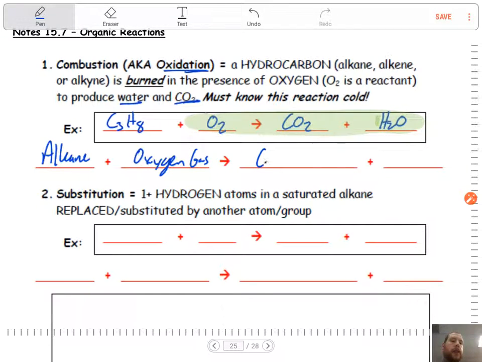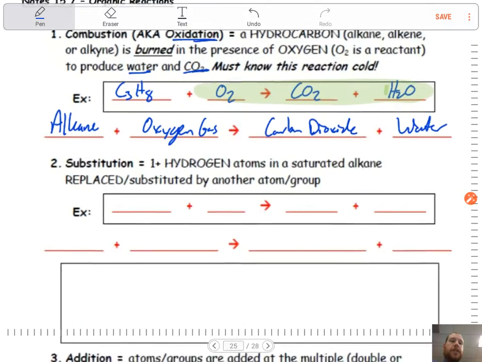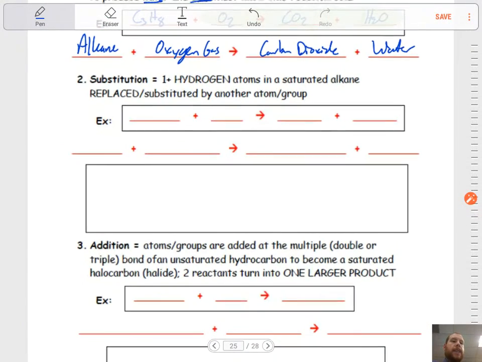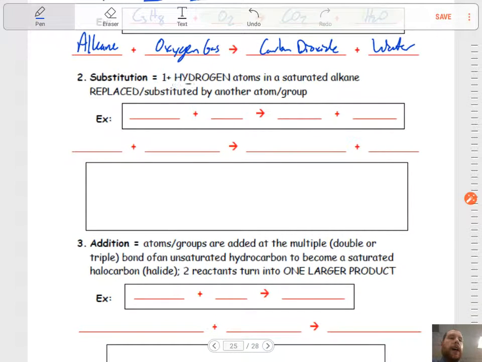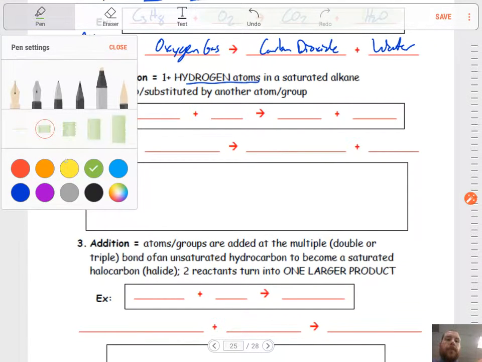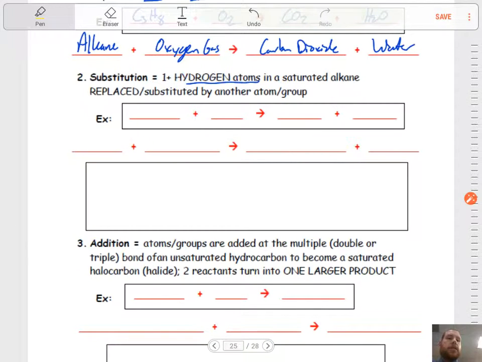Okay, it's going to produce carbon dioxide and water. Okay, I'm not going to spend too much time on it. Make sure you're aware of it, guys. Combustion is that. Okay, the next one is a substitution reaction. So this is where you get one hydrogen atom in a saturated alkane replaced or substituted by another atom or group. A lot of times it's going to be a halogen. Okay, so be on the lookout for halogens that are being replaced.